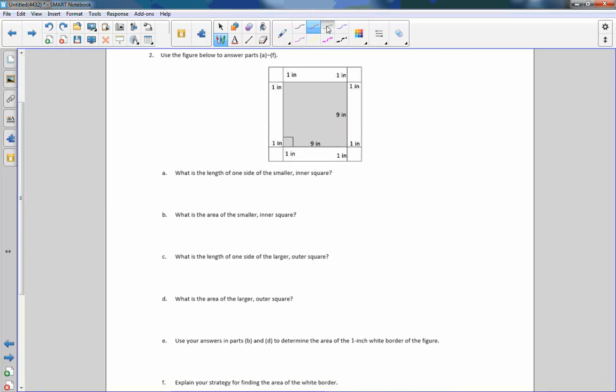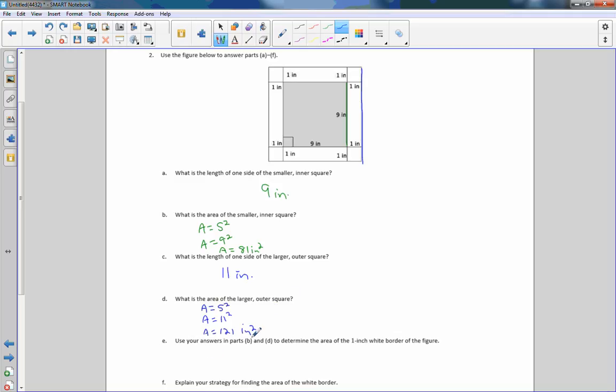Number 2. Okay, so what is the length of one side of the smaller inner square? Well, the length of this side is 9 inches. What is the area of the smaller inner square? Well, area equals S squared, so area equals 9 squared, so area equals 81 inches squared. The length of one side on the outer is the 1 plus the 9 plus the 1, which is 11 inches. Area of the larger outer is area equals side squared, so area equals 11 squared. Area equals 121 inches squared.